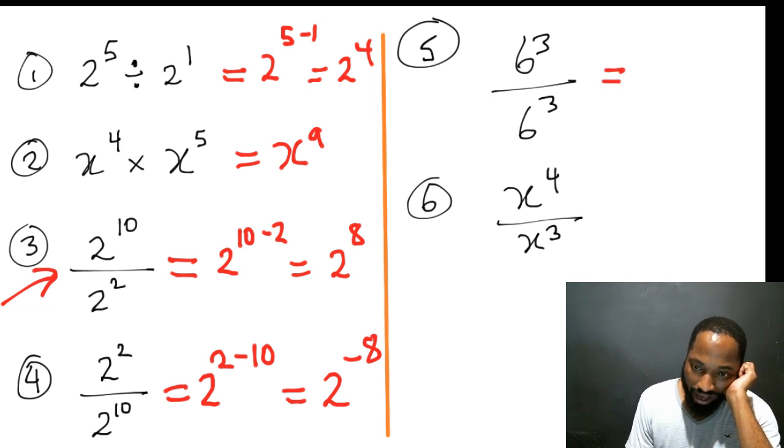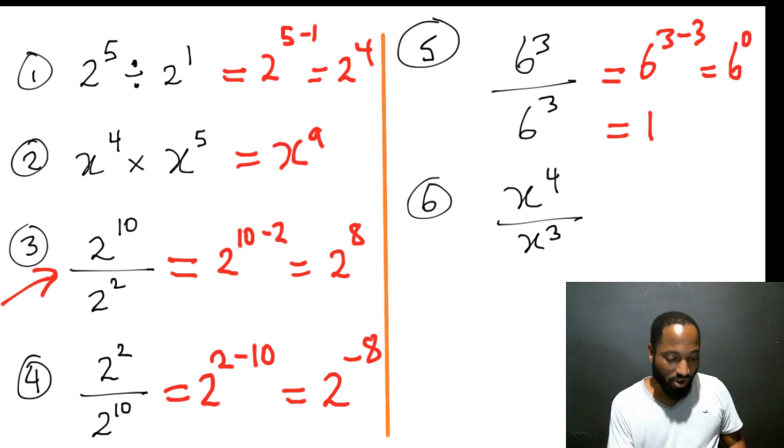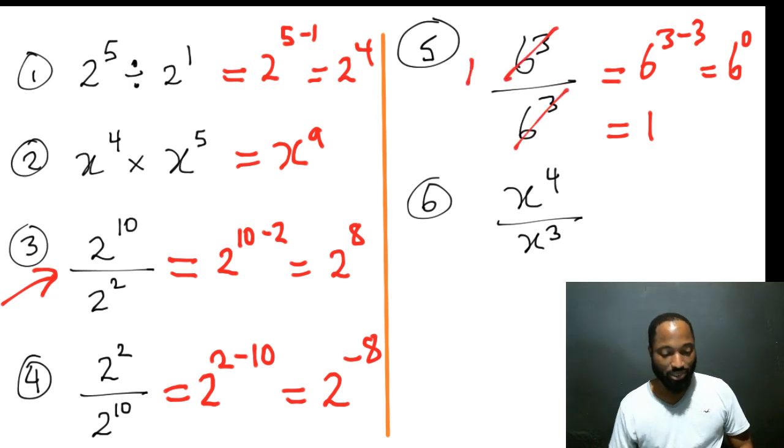This one, number 5, is 1, because you have 6 to the power of 3 take away 3, which is equal to 6 to the power of 0, which is equal to 1. Anytime you're dividing and you have the same thing on the top and the bottom, it's just 1. See how important it is? Anything to the power of 0 means 1, right? So 6 to the power of 0 is actually 1. So that's why people are saying that.